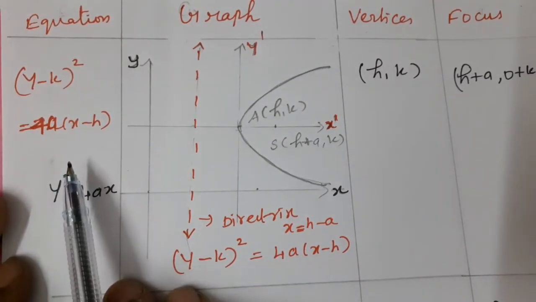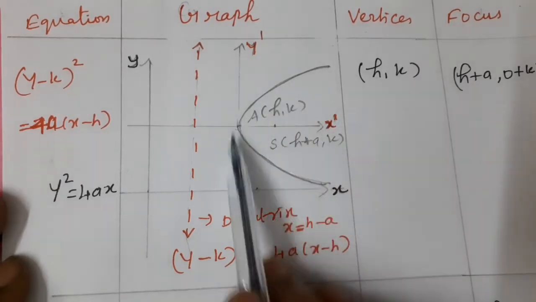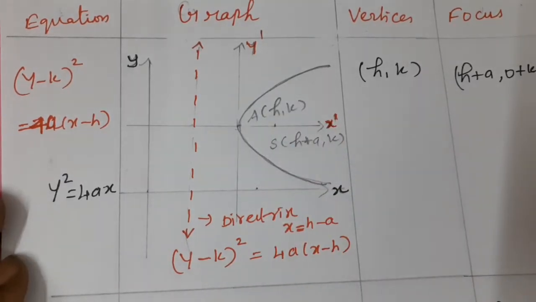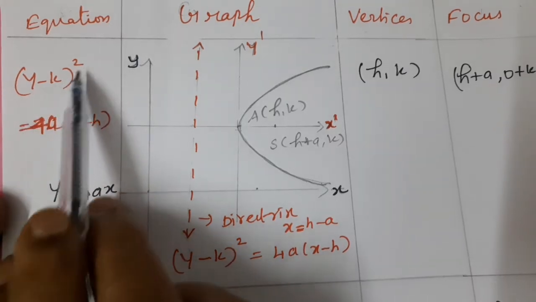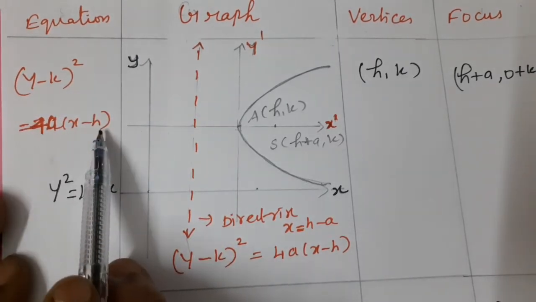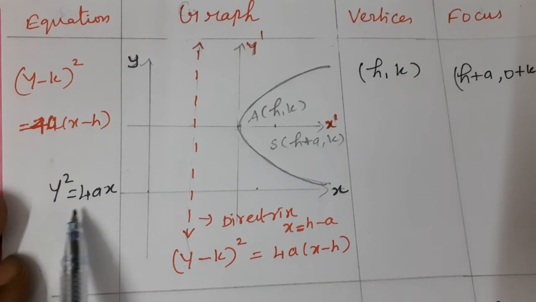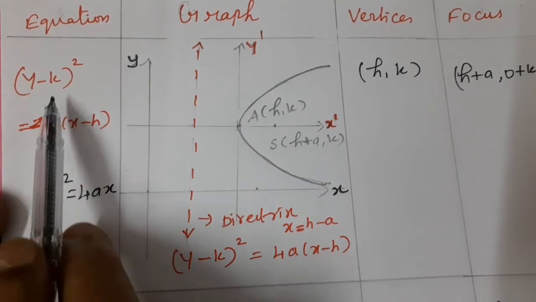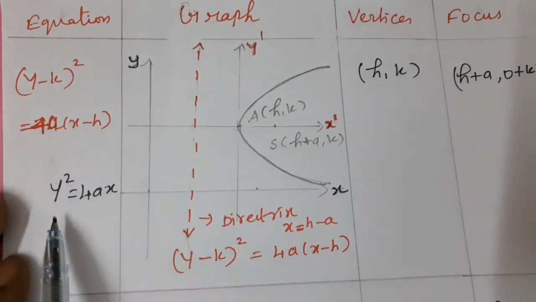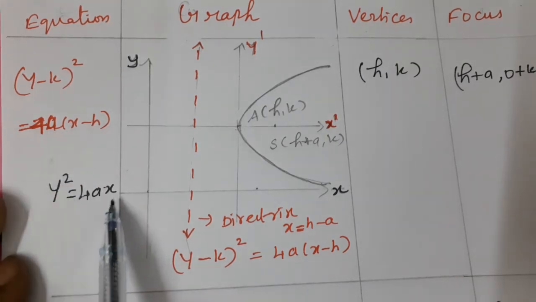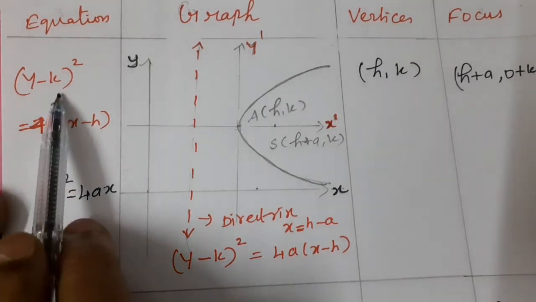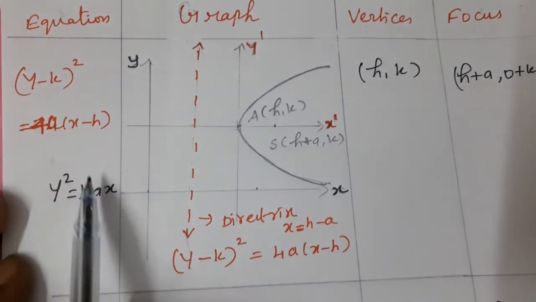You also practice how to draw the parabola in the leftward, rightward, upward and downward curves. What is the equation? (y minus k) the whole square equals 4a into (x minus h). If it passes through the origin, there is no k value and no h value, so y square equals 4ax. That is the standard form.